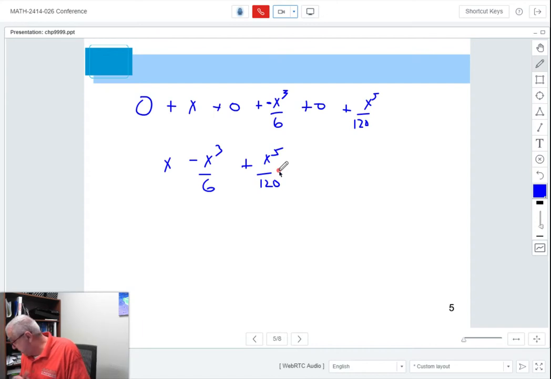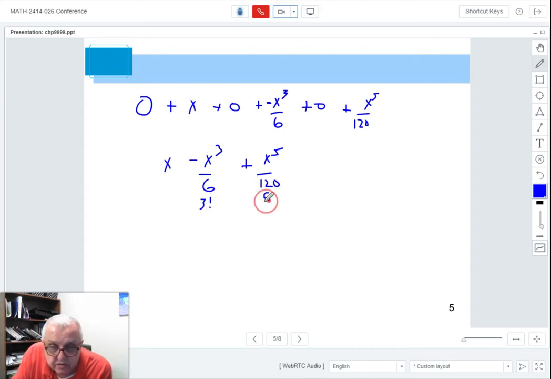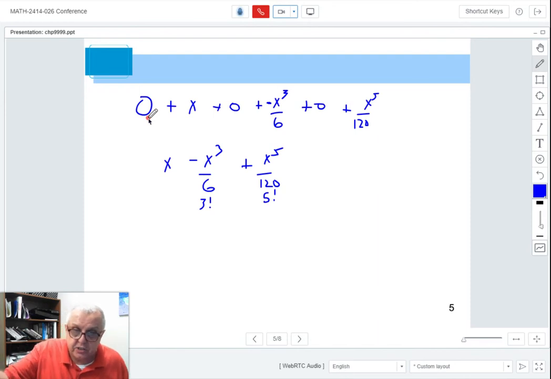I think when they actually do this, they don't multiply this out. This is the 3 factorial, and this was the 5 factorial. They don't actually multiply that out. So this is what the summation would look like: 0 plus x plus 0 plus negative x to the third over 6 plus 0 plus x to the fifth over 120. So this is what it would look like.